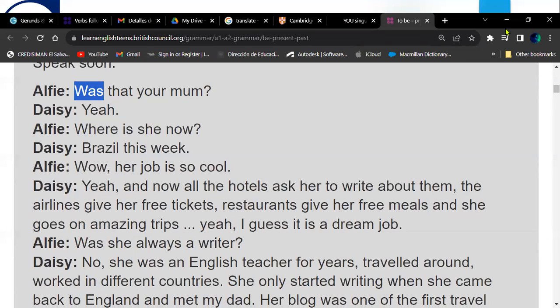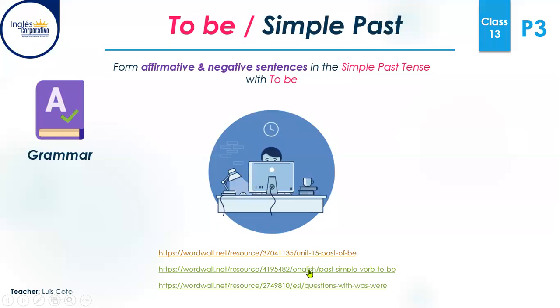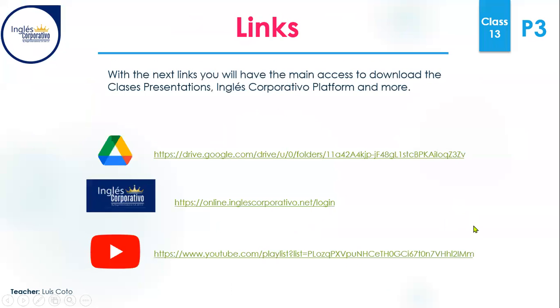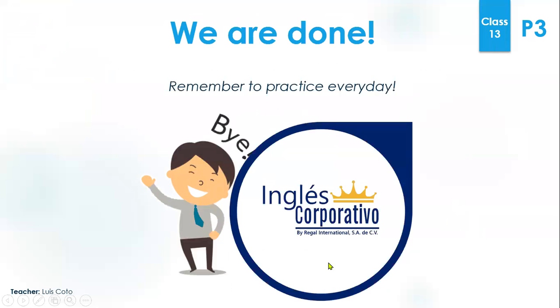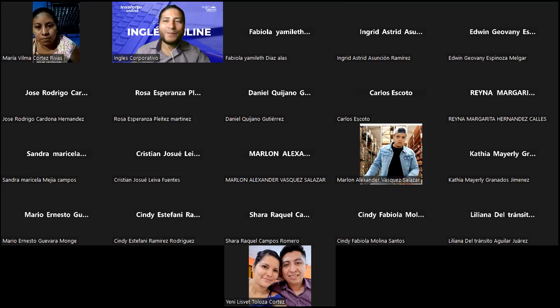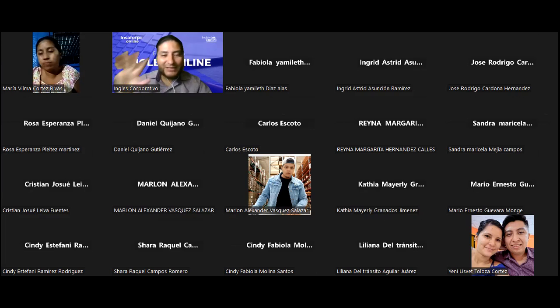Okay, pretty good. Guys, you have two links more. You have this second and the third link to practice in the simple past. All right. Okay, guys, that's it. That was the topic today. Remember, review and practice the verb to be in the simple past. We use it a lot. Okay. Guys, remember, section five this week, the section five is the final assignment in your model. Remember, complete it. Section number five.